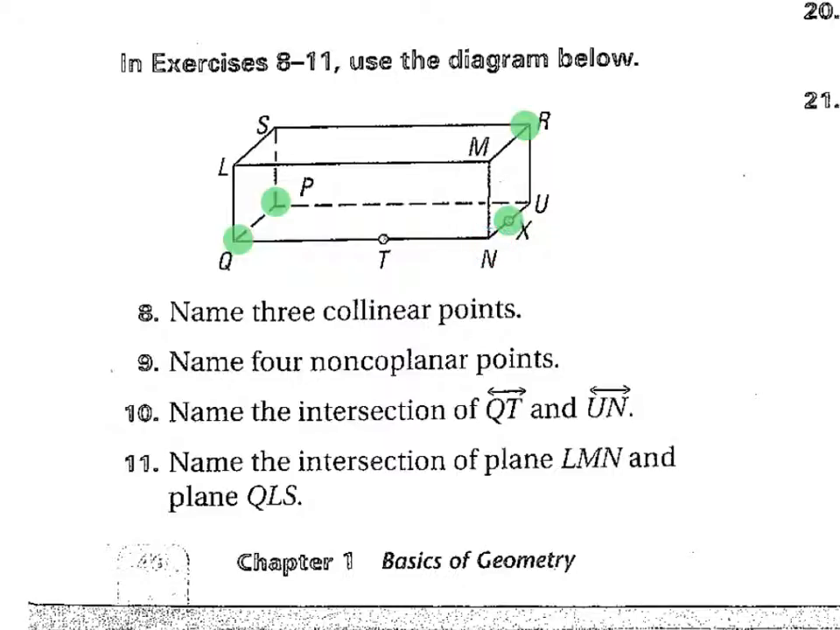And what's the intersection of plane, now we're talking about a whole plane, LMN. So that is like the whole front face that's looking at us, along with QLS. QLS is over here on the side. The intersection of that would be this line right here, LQ. And you would state it as a segment or a line, LQ. All right. Moving on.